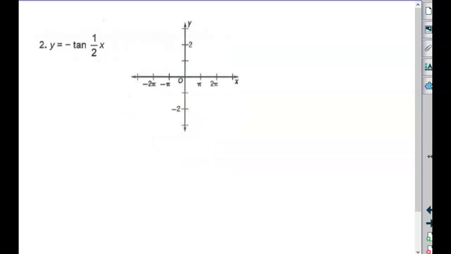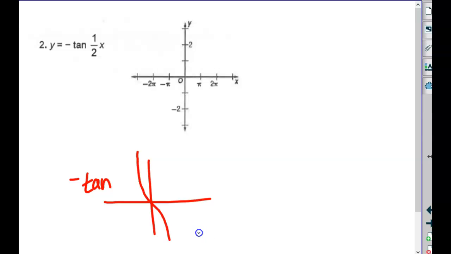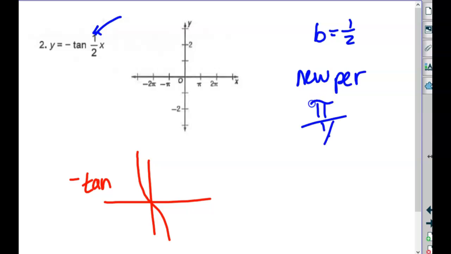Moving on. What's going to happen here? The negative tangent shape would just mean it reflects, so it's going this way. Does that seem okay with everybody? Okay. That's the negative tangent shape. And what is this 1/2 going to do? If B is 1/2, the new period is pi divided by 1/2, which would be 2 pi. So now it does this and this by 2 pi.